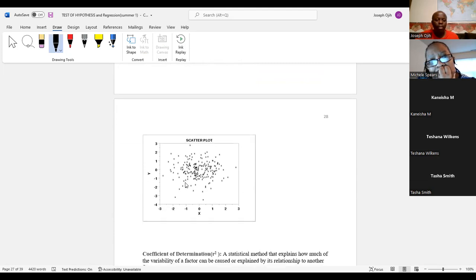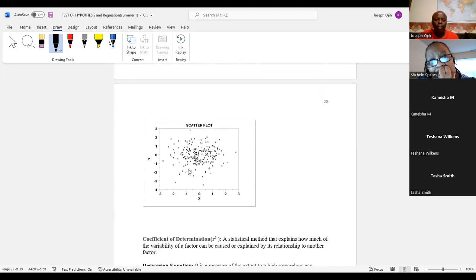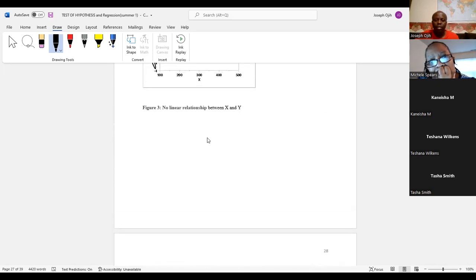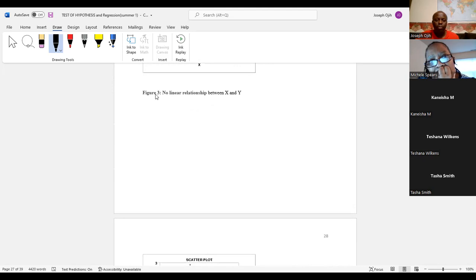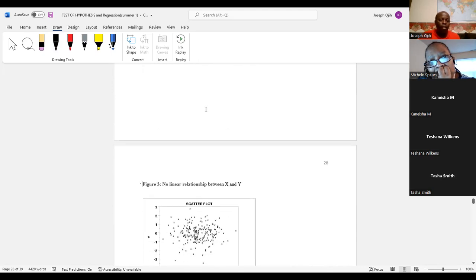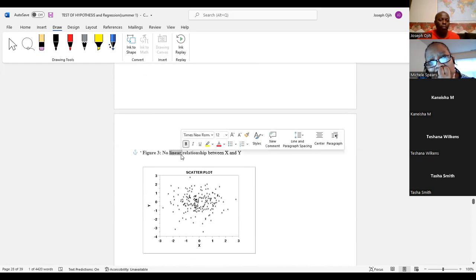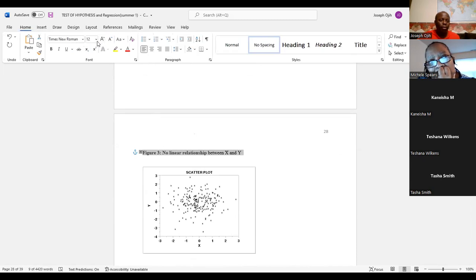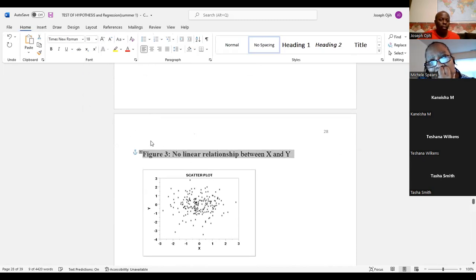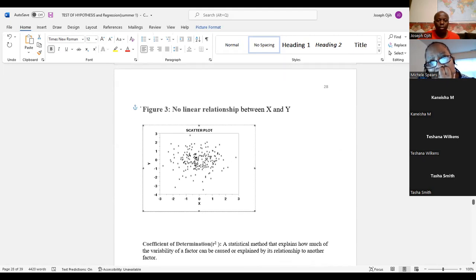So if you look at this one, it doesn't show any trend. So this means there is no relationship between X and Y. See, there's no linear relationship between X and Y. It doesn't show any pattern or trend. See, no relationship.